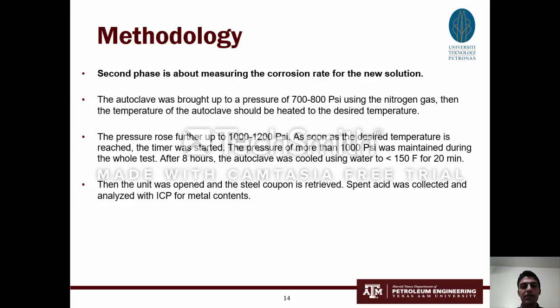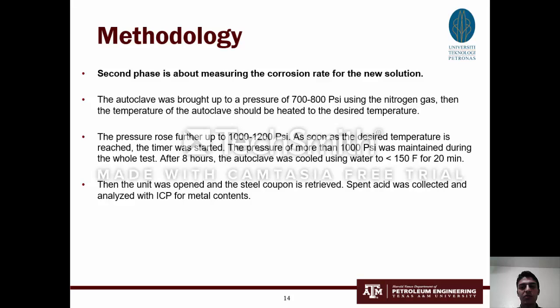The autoclave is the chamber where we put the solution and the coupon inside, in order to look at the effect of the solution on the metal coupon. The autoclave was brought up to a pressure of 700 to 800 psi using nitrogen gas. The temperature of the autoclave should be heated to the desired temperature. The pressure rose further up to 1000 to 1200 psi.